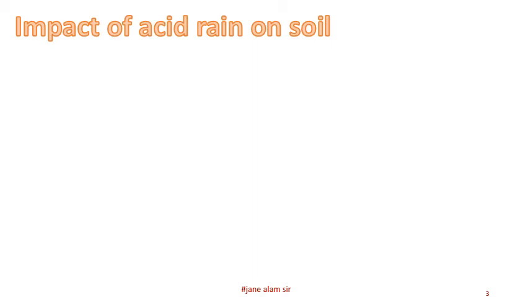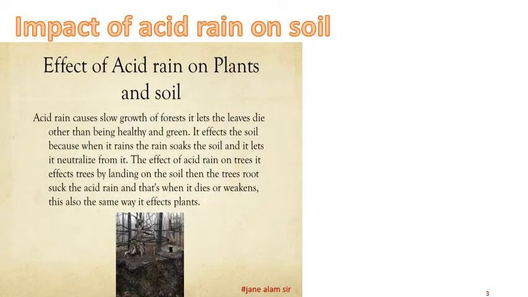Impact of acid rain on soil. Most plants grow better either in slightly alkaline medium or in neutral medium. Acid rain makes the soil acidic, that means pH value nearly 5.6. The soil then becomes infertile. Acid rain also damages the leaves of plants. Here you can see the diagram. Ultimately, productivity of plants decreases.